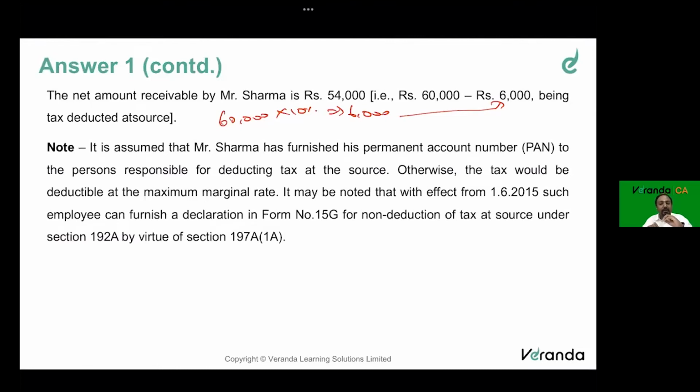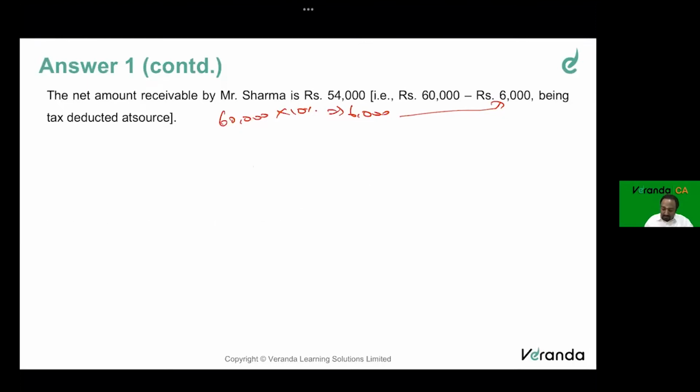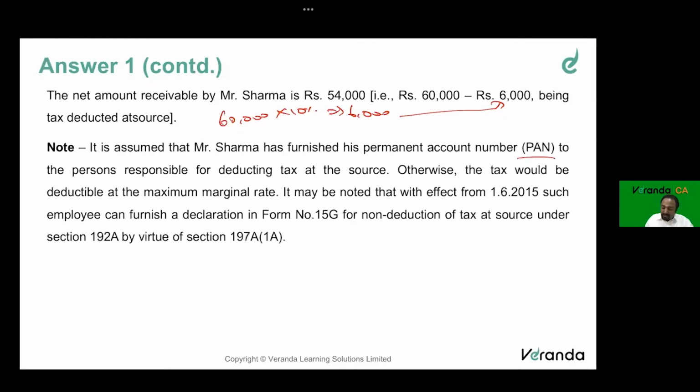It will be deductible at 10% for so and so reason, right? So it is assumed that Mr. Sharma has furnished PAN. Once he has furnished the PAN, it is fine. It is 10%. If not, they say that with effect from declaration of form, non-deduction of tax at source, it will be deductible at maximum marginal rate.